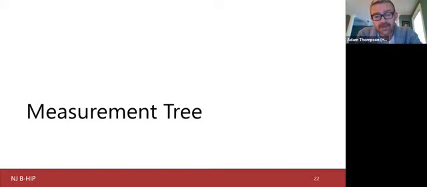So before we move on to measurement trees, what we want to do now is just take a moment to ask folks if there are any questions they have about the model for improvement or any questions about anything that we've gone over thus far. If you do, you can raise your hand if you're on video. We can see most of you. And if not, feel free to unmute your line or to type in the chat room.